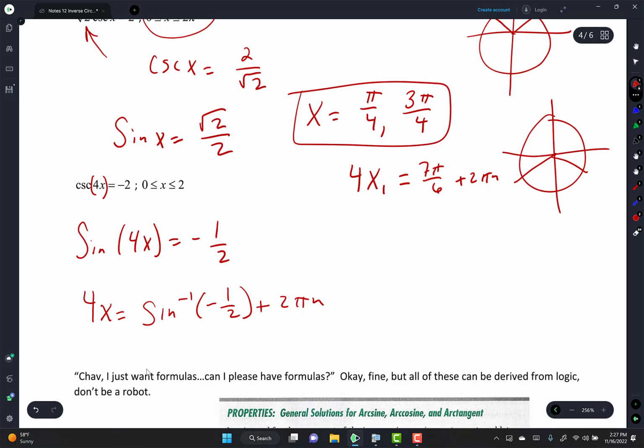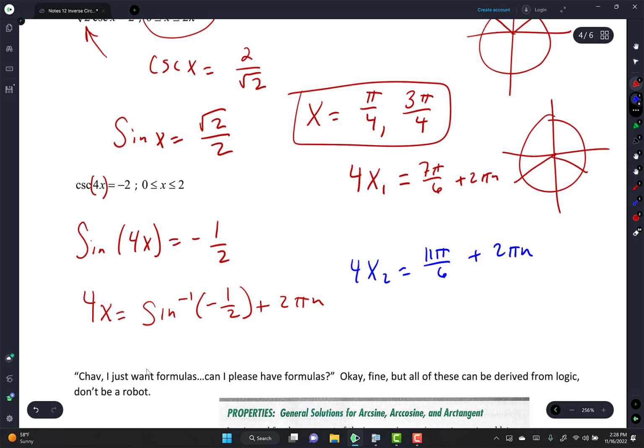And here's the second equation. I'm going to do it in blue. 4x2 equals, in quadrant 4, it's not 7 pi over 6. In quadrant 4, it is 11 pi over 6. Good job. I heard someone say it, but they just whispered it. How do you feel? All right, that's it.